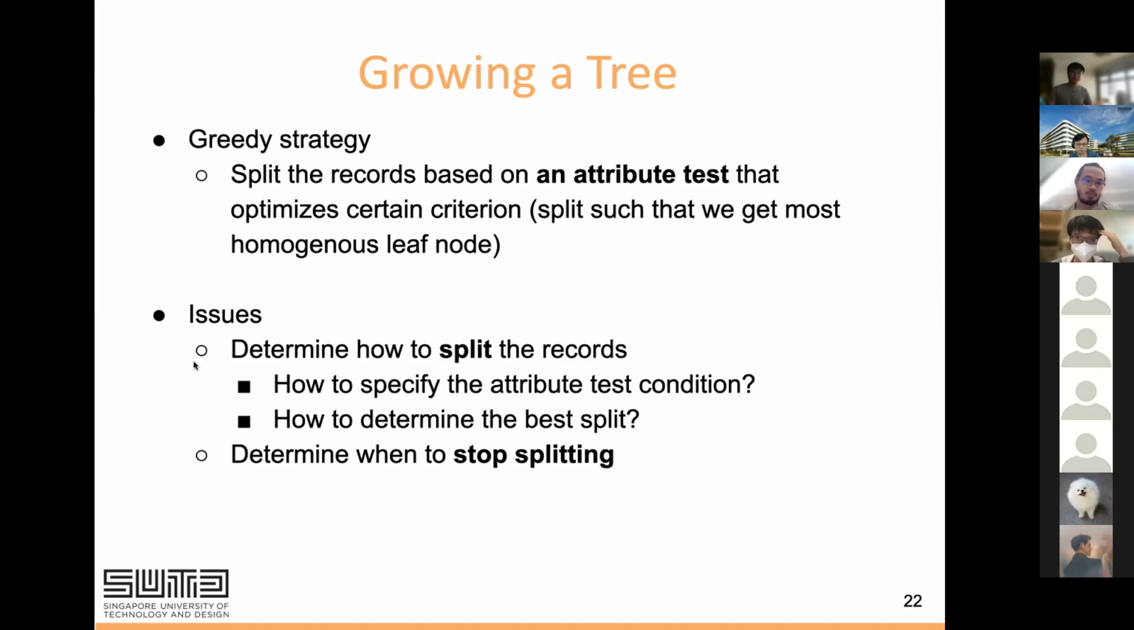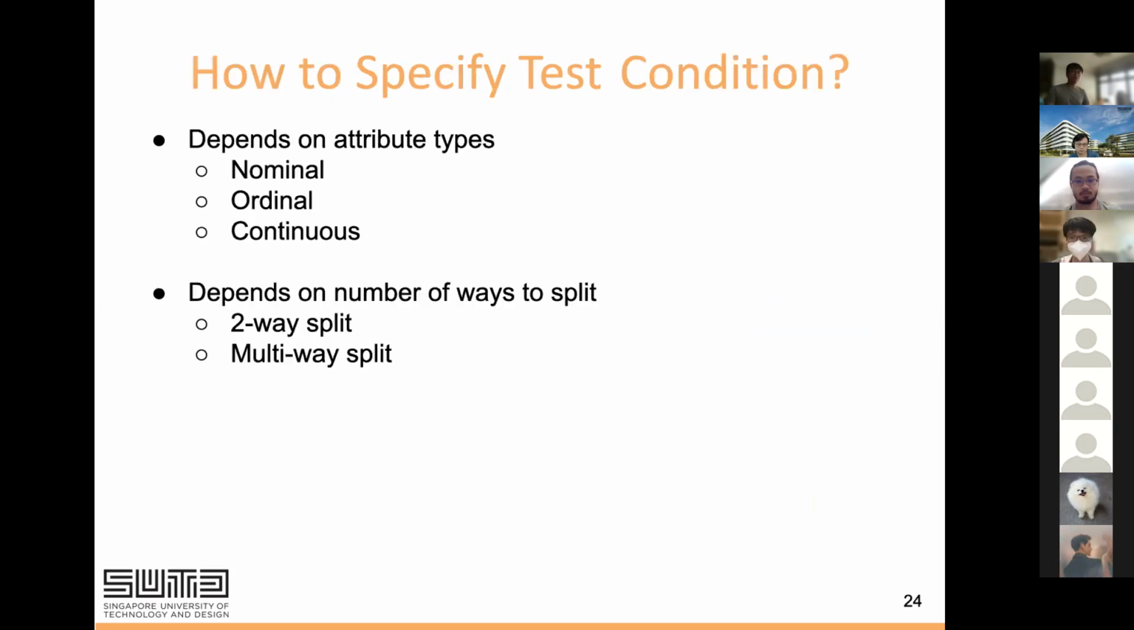So then this is the issue now. How can we determine how to split the records? How do we specify the attribute test condition? To specify the test condition, it depends on 2 things. Firstly, what are the attribute types? And secondly, what's the number of ways we can split?